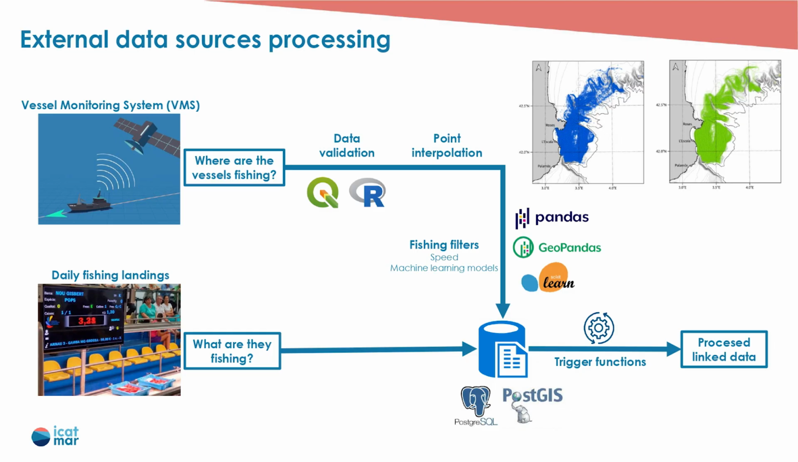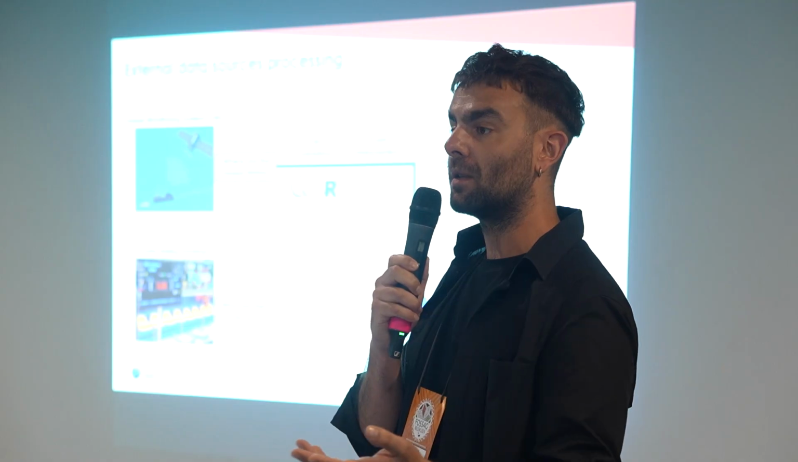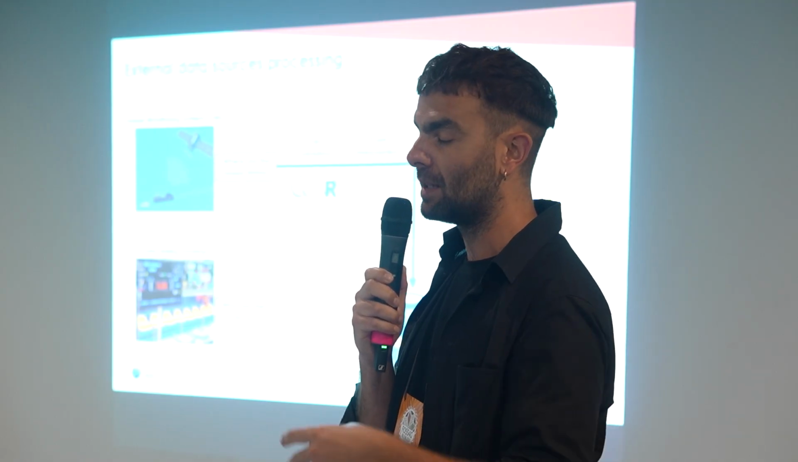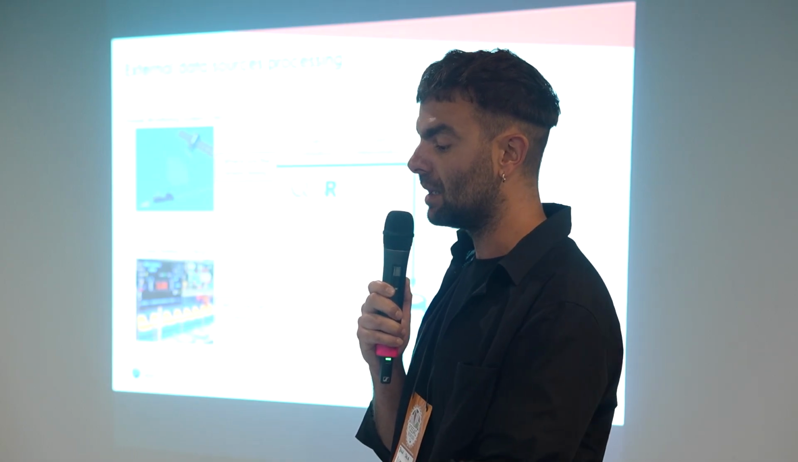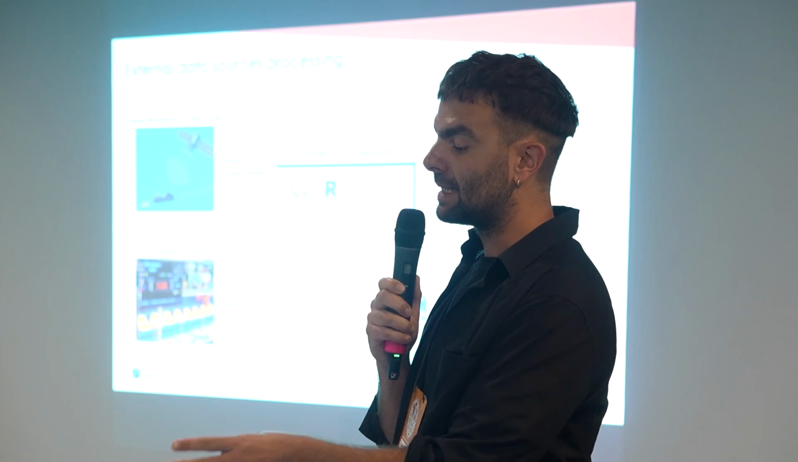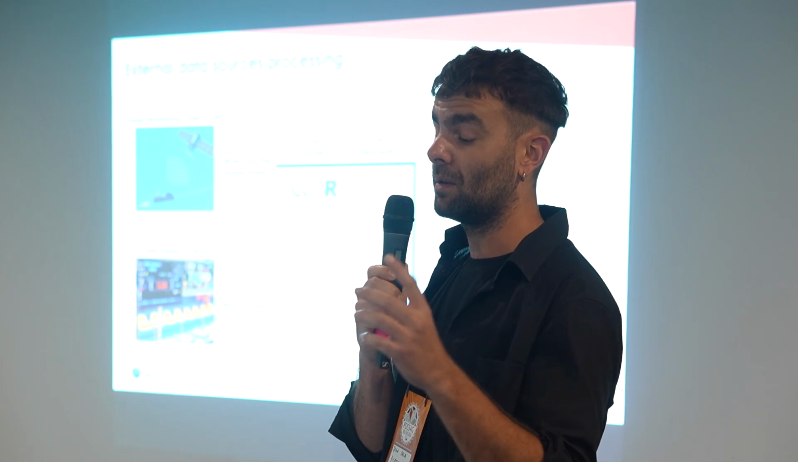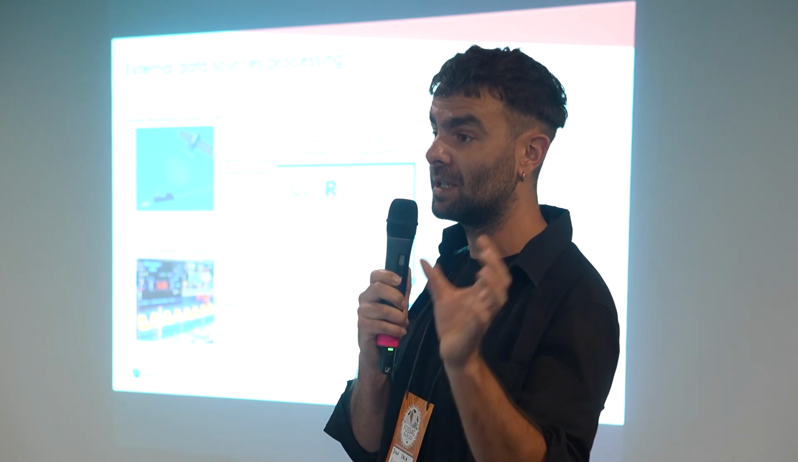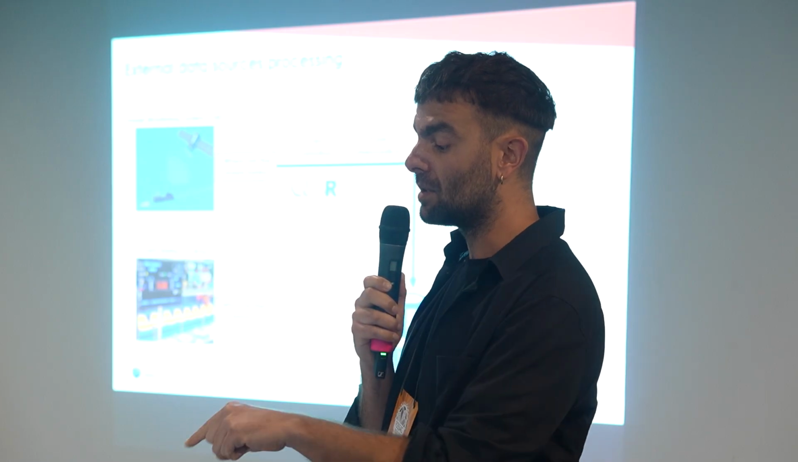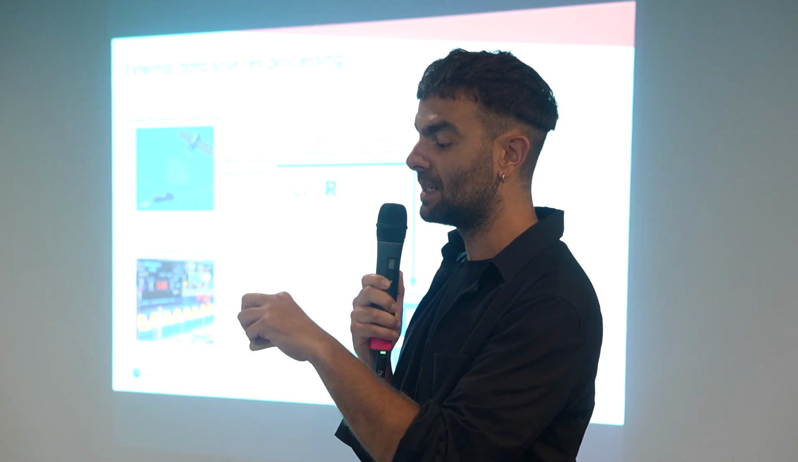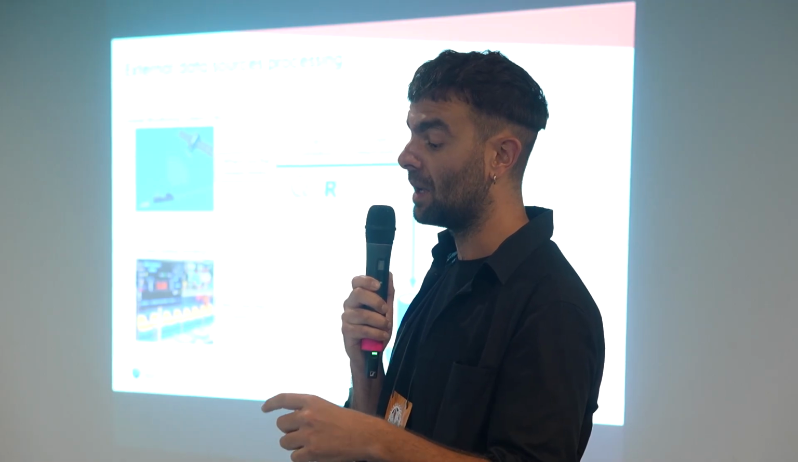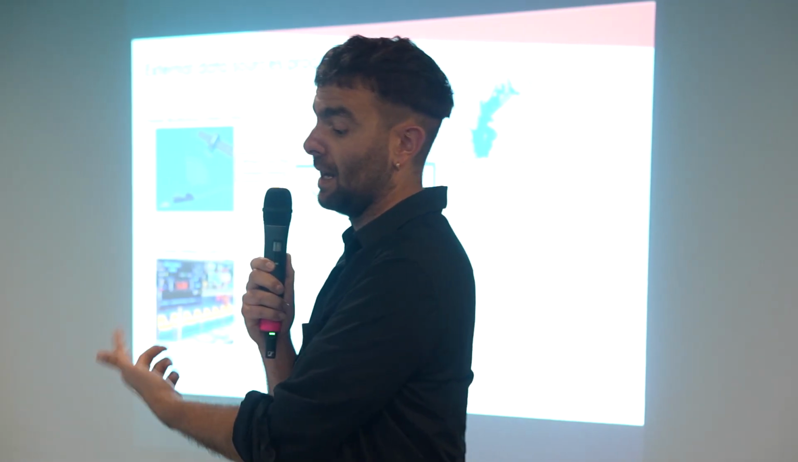At the end, we want this data to be in our database system too, and for VMS data, we start with the data validation, which we do through QGIS and R to get rid of some errors that we can find in our data. And then after that, we do the point interpolation. This is a step that we do because the raw VMS data comes with an average point frequency of 2 hours, which is a lot. And using some algorithms, we increase this frequency to 10 minutes. So at the end, we have more spatial resolution in our final outputs.